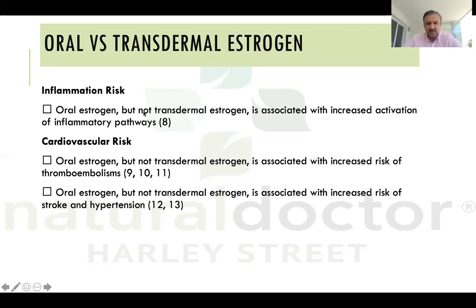Well, with regards to inflammation risk, oral estrogen, but not transdermal estrogen, is associated with the increased activation of inflammatory pathways. What about cardiovascular risks? Well, oral estrogen, but not transdermal estrogen, is associated with increased risk of thromboembolism, so clots.